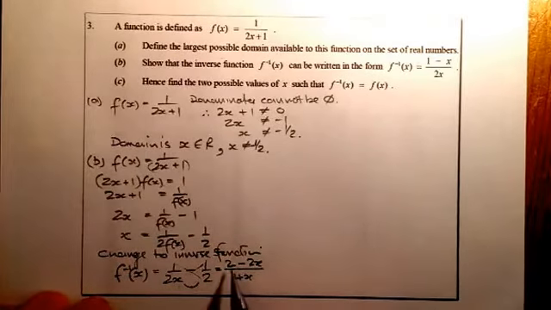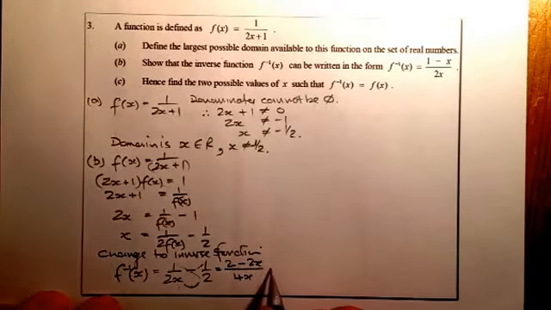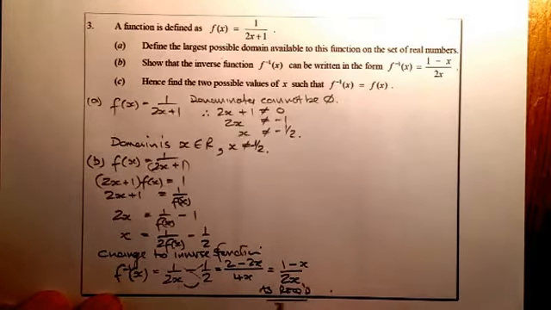Okay, so I've got 2, 2 and 4, so if I divide everything by 2, what I'll get is 1 minus x all over 2x, and that there is as required. So that's what I was asked to do there. So I've got it into that form, the inverse function.